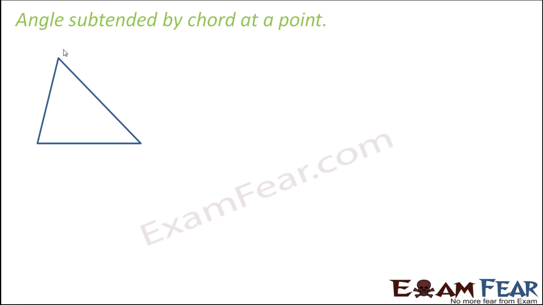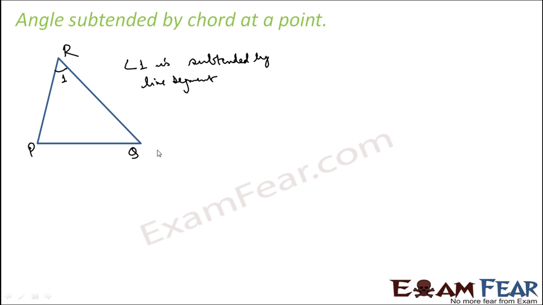So if you take this example, any triangle, let this be PQR, and if I say this is angle 1, I can say that angle 1 is actually subtended by a line segment. Which line segment? Is it PQ, QR or PR? It is PQ. And it is subtended at point R. So we see angle 1 or angle PRQ, both are the same, right? That is subtended by this line PQ at point R.